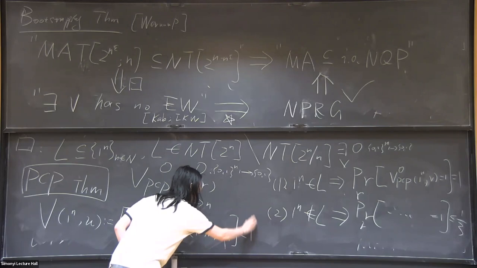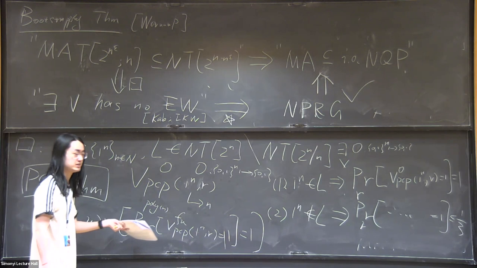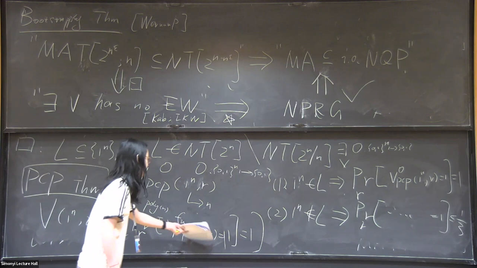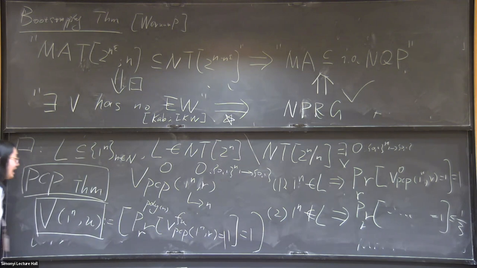Okay, so what I mean here is, the verifier we'll work with is going to enumerate all randomness and check whether the witness U makes it always accept. So we check whether the probability is one. So this is going to be our verifier. And I'm going to show you that if this V has an easy witness, then this leads to a contradiction. So this V must not have an easy witness.